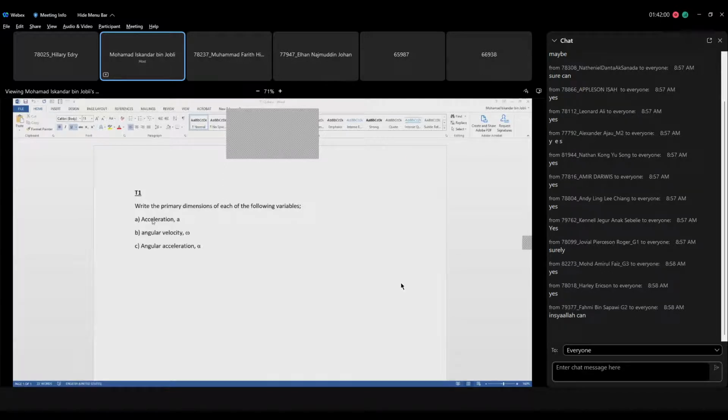I think you've done acceleration, but just do it anyway. I want you to write the primary dimensions of each of the following variables. Give it a try, fellas. Acceleration, what is acceleration? Acceleration a is L over T squared.